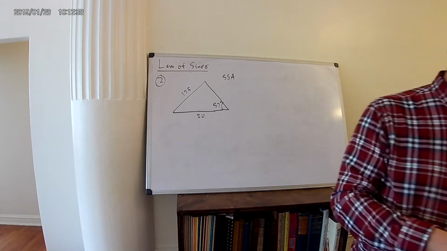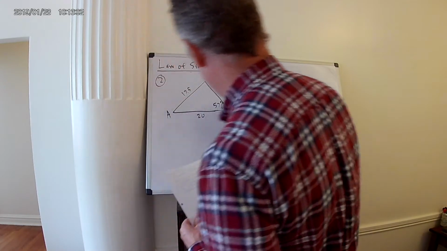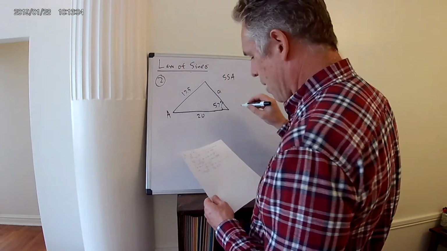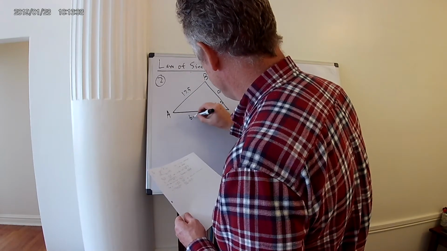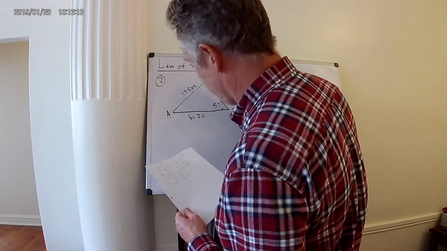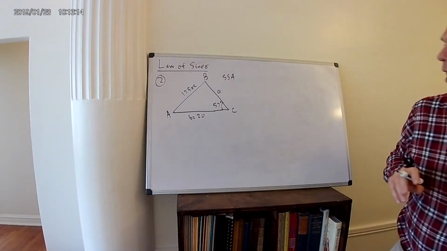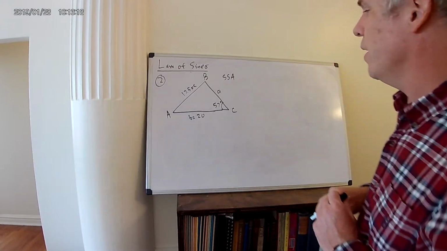Again, the first step here is to label our triangle. I'm going to label this angle A, which makes this side A. I'm going to label this angle B, which makes this side B. And then this will be angle C, and this will be side C right there. And again, I'm going to use the handy-dandy law of sines to solve this triangle.